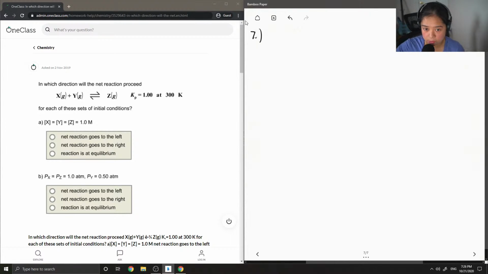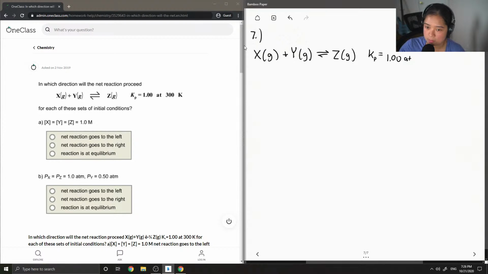Okay, so I'm going to write down the net reaction. X plus Y is in equilibrium with Z. Then Kp equal to 1. Oh, it's just 1, sorry. At 300 Kelvin.